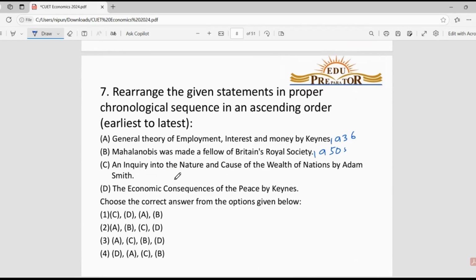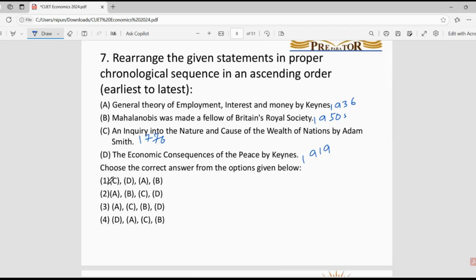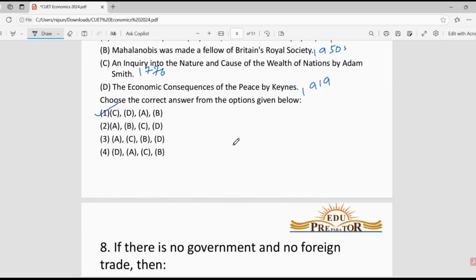An Inquiry into the Nature and Causes of the Wealth of Nations. This book was written by Adam Smith somewhere in 1776. Economic Consequences of the Peace by Keynes. This was written in 1919, which means that my correct option should be C, D, A, B. C, D, A, B. So the correct option is option number 1, C, D, A, B.